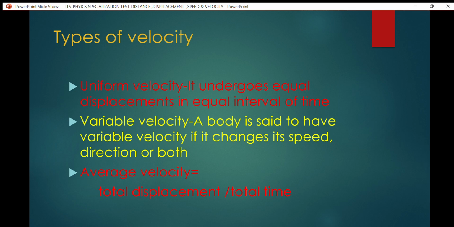So a body will have variable velocity if it changes its speed or direction or both. Anyway, it can happen. The next one is average velocity. Average velocity is equal to total displacement by total time. Find out the total displacement and total time, then you can calculate the average velocity. So I think you understood about speed, distance, displacement, velocity, different types of speed and different types of velocity.